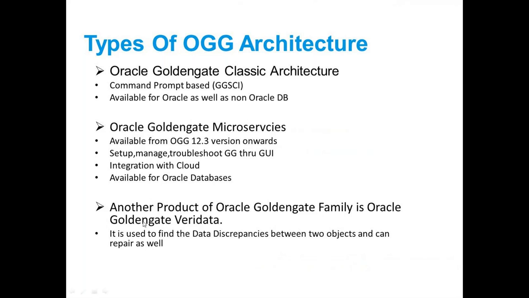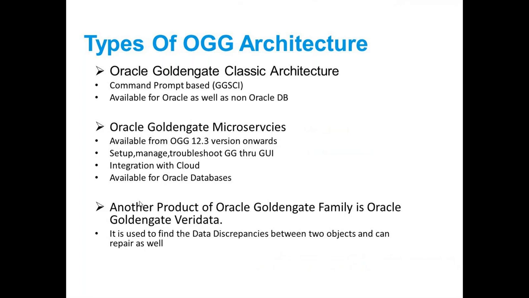So Oracle Goldengate is a licensed product. When you buy the license of Oracle Goldengate, you can either choose classic or microservices. Any of the two is okay. As per my discussion with Oracle, if you have licenses of Oracle Goldengate, you can choose either classic or microservices, whatever you want. For Veridata, it's a separately licensed product. So if you want to use Veridata in your work environment, you will have to buy separate licenses for Oracle Goldengate Veridata. Veridata is a management pack product, and you will have to buy separate licenses for it.